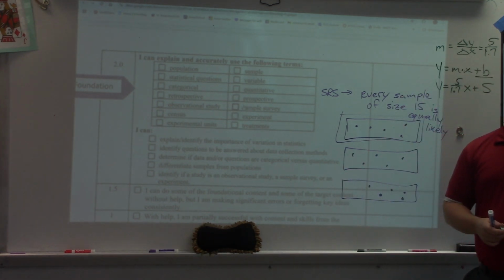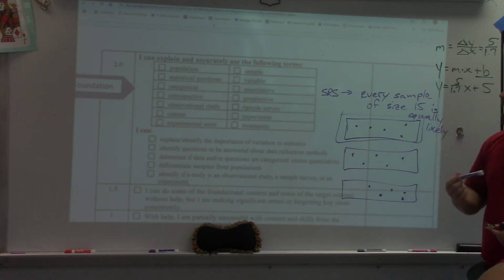We can take a random sample. Like a certain area of it, okay.